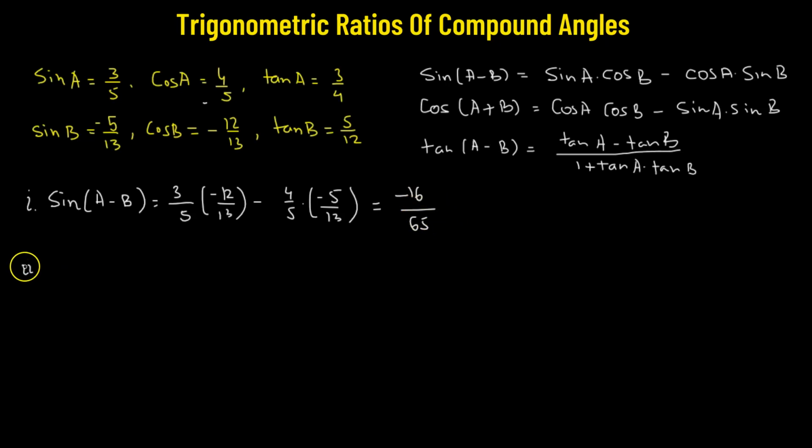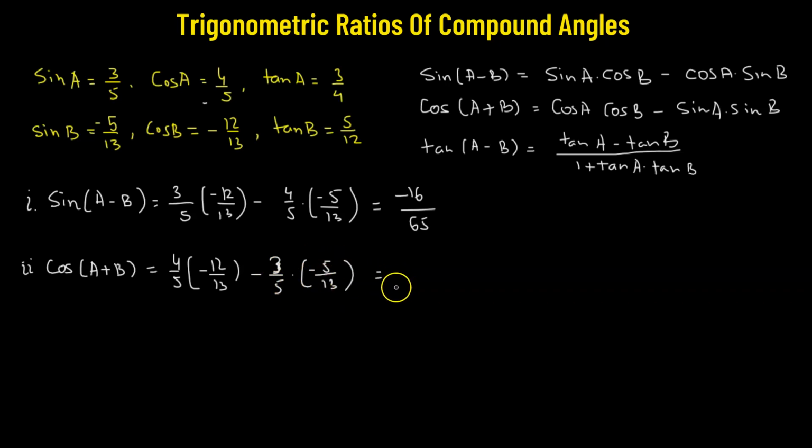Coming to the next ratio, we have to find out the value of cosine of A plus B. Now, the first term, we have cosine A times cosine B. So cosine A, that's positive 4 over 5, multiplied by negative 12 over 13. So that's the value of cosine B, minus the second term, which is the product of sine A and sine B. So sine A, that's 3 over 5, multiplied by sine B, so that's negative 5 over 13. So when we solve this, this is going to give us the value negative 33 over 65.